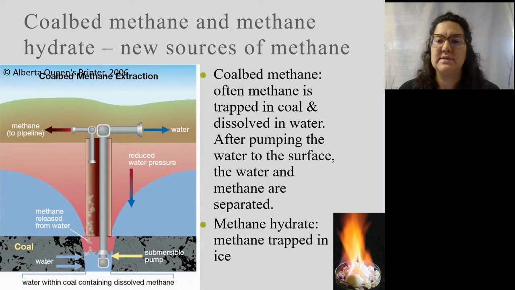Now, coal bed methane is a new source of methane for mining. There's often methane trapped in the coal and dissolved in water. So after we pump that water to the surface, the water and the methane are going to be separated, and then we can use that methane for fuel. Methane trapped in ice is known as methane hydrate. As we put water into those coal layers, it'll often force the methane that's released from that water out, and we're able to send it through a pipeline.